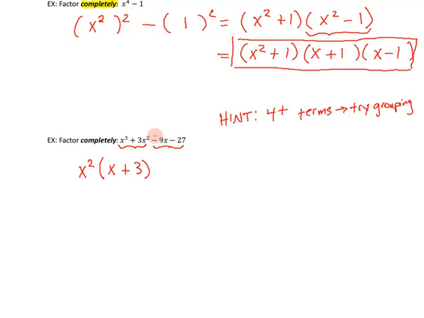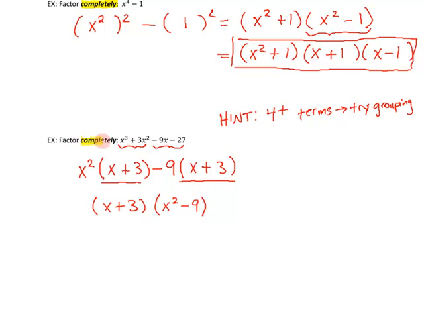Now what can I pull out in common of a minus 9x and a minus 27? Remember that if the leading term is negative, you're going to pull out the negative as well. I do that here, and I can pull a 9 out of both of those, but I cannot pull an x out. Pulling a negative 9 out of minus 9x leaves me with positive x. And pulling a negative 9 out of negative 27 leaves me with a positive 3. Now notice that you have x plus 3 in both of these terms, so you can factor it out, which leaves behind an x squared minus 9.